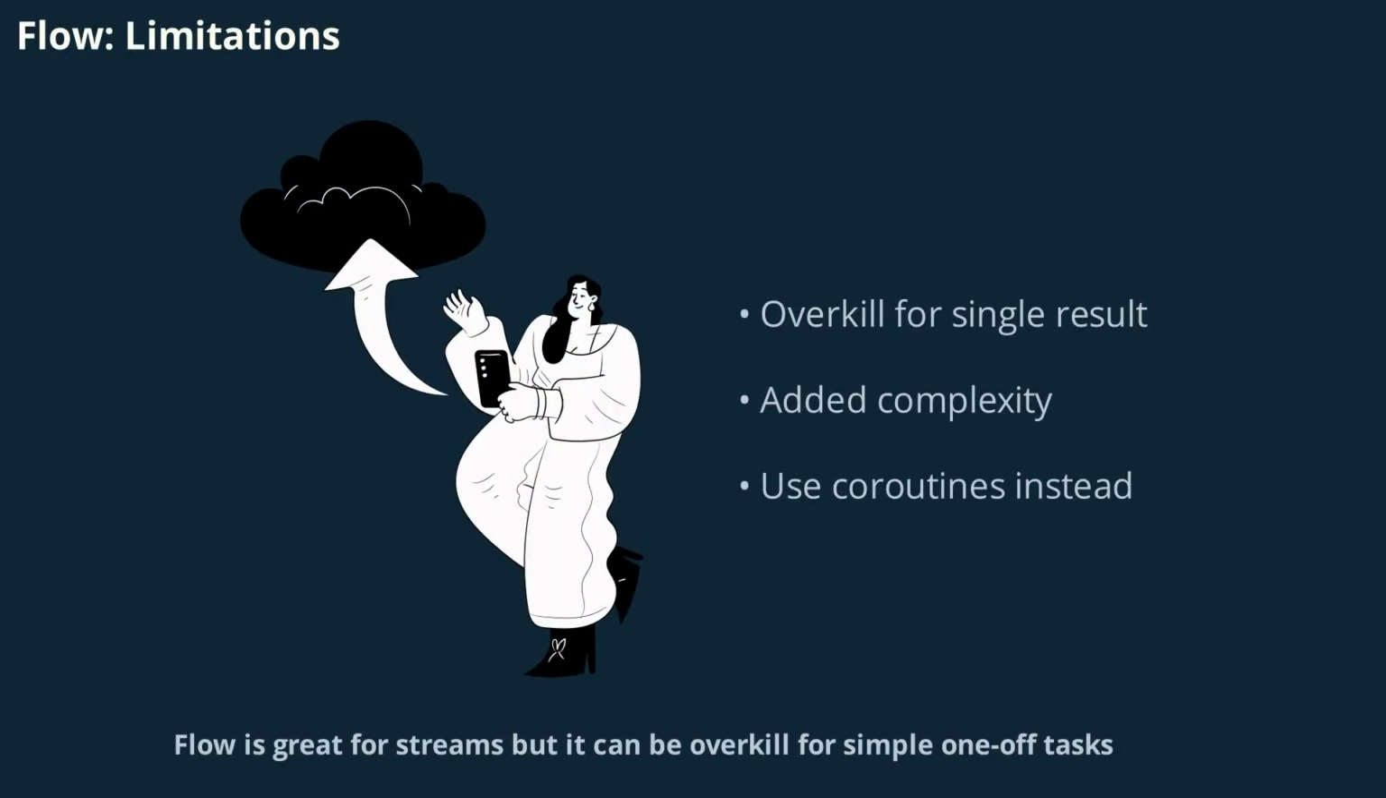Flow is great for streams, but it can be overkill for simple, one-off tasks. If you only need a single result, using flow adds unnecessary complexity. In these cases, stick with coroutines for simplicity and efficiency.